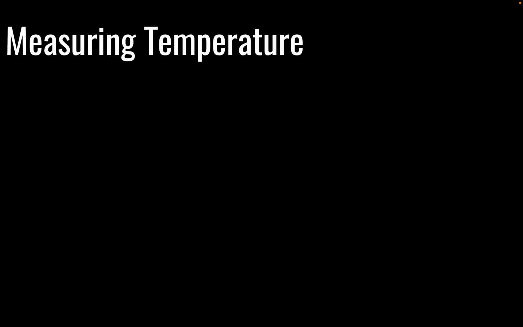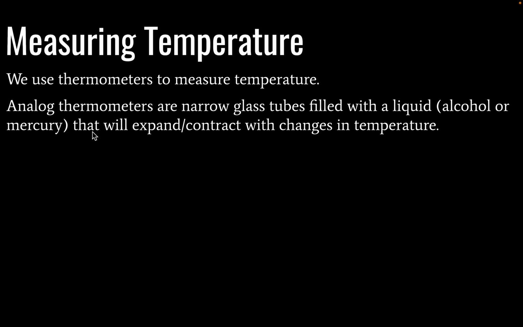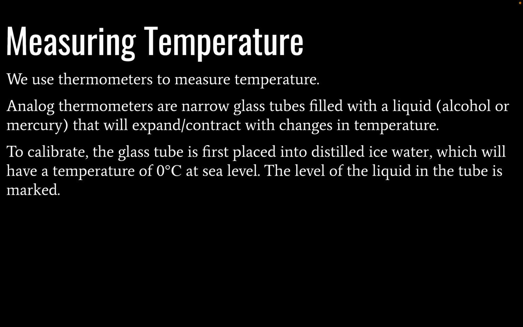All right, so measuring temperature is done with a thermometer. And so analog thermometers are just these glass tubes. They're full of liquid, and our liquid will either expand or contract with changes in temperature. So if you heat up the liquid, it expands. If you cool down the liquid, it contracts. Okay, so if you want to calibrate this glass tube, you put it into distilled ice water, preferably at sea level, and that's going to be at 0 degrees. So you would then mark your tube at the level of the liquid inside it.